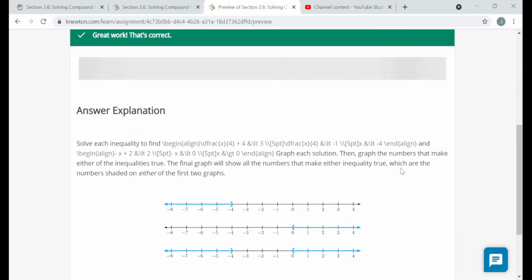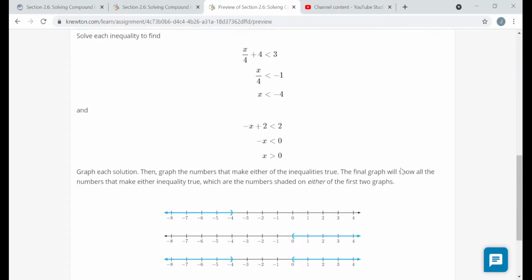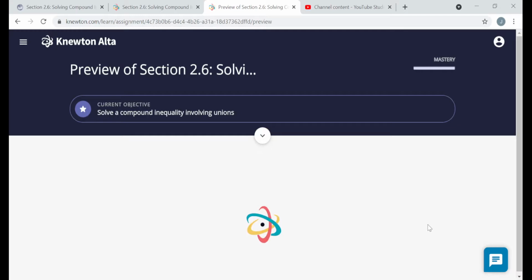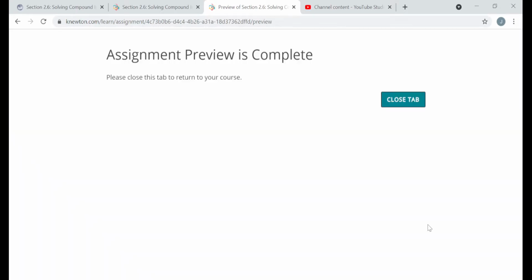Great. And they do the answer explanation here. And that should be it. Looks like I've completed both objectives, completed the assignment, and you should see assignment is complete at the end like this, but without the word preview.